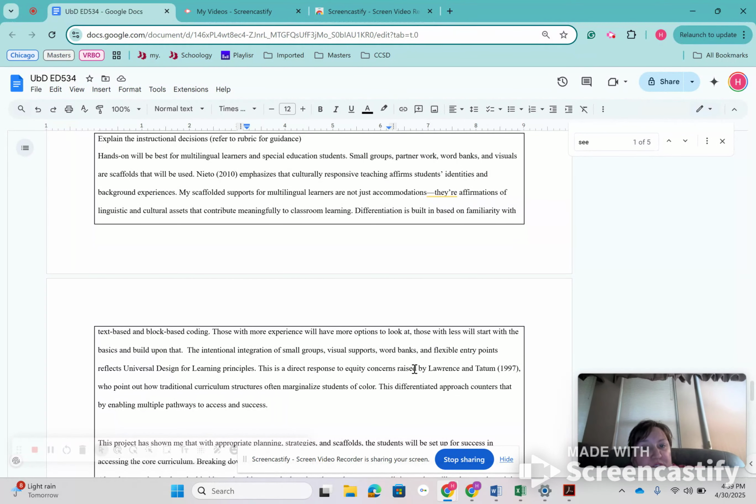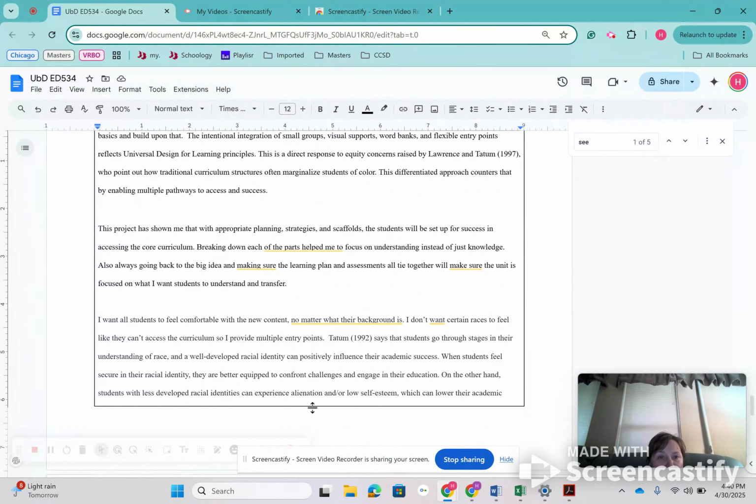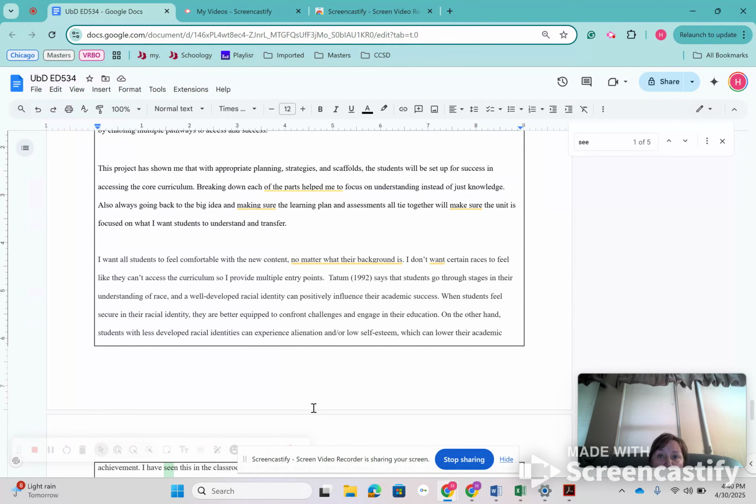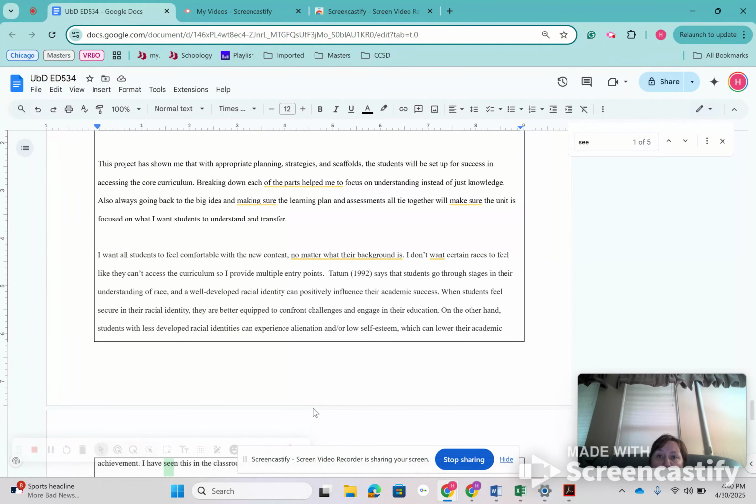Also using small groups, word banks, visuals, makes it so that every student can have an entry point and learn at their own pace. This goes along with Tatum and Lawrence, who talk about how traditional curriculum often is not the best resource for students of color. So I feel like this will take that into consideration. By using the scaffolds and supports for students, it sets them up for success. Also, just breaking it down into small components helped me think about the process and what was involved to get there versus just the knowledge level.